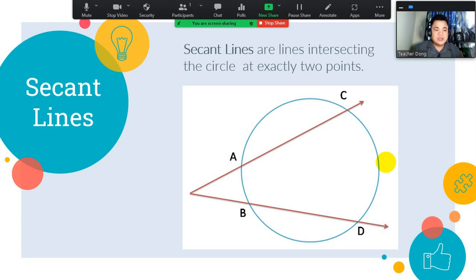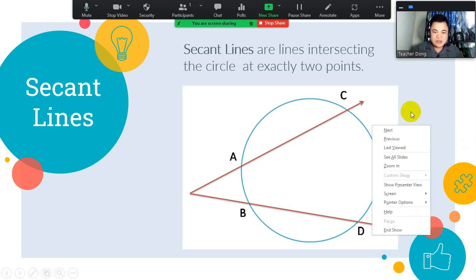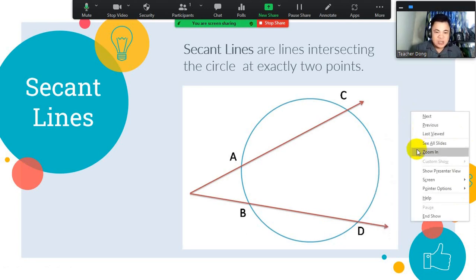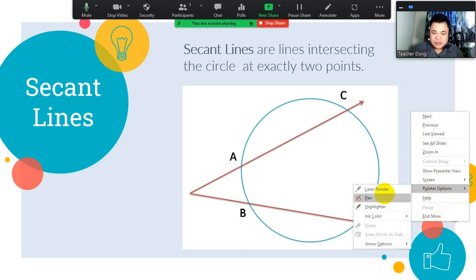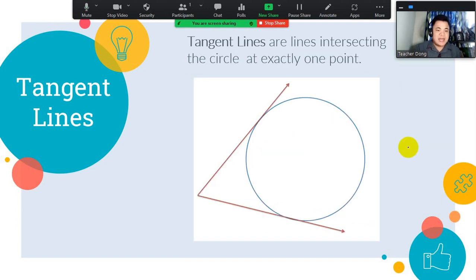Okay, so let's first define what secant lines are. In the first lesson about circles, we were able to define secant lines. Let's have a review of it. Secant lines are lines intersecting the circle at exactly two points. Just like what you are seeing in the illustration, there are two secant lines. So that's it. Let's have tangent lines.